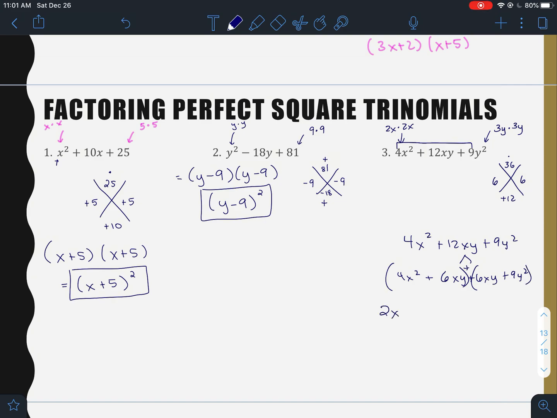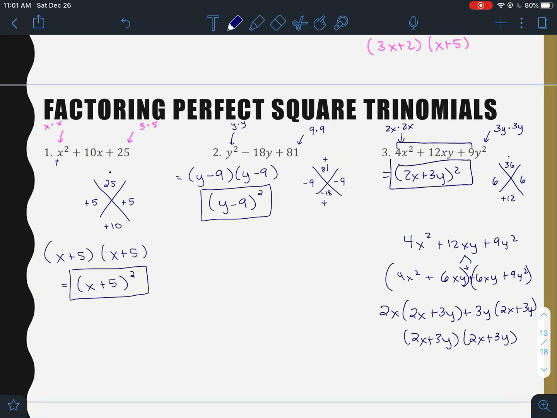And so group the first two, group the second two, plus sign in the middle. I can factor out a 2x, and I'd be left with 2x plus 3y. And then I can factor out a 3y, and I'd be left with 2x plus 3y. And so my two parentheses are 2x plus 3y and 2x plus 3y. So this ends up being 2x plus 3y squared.